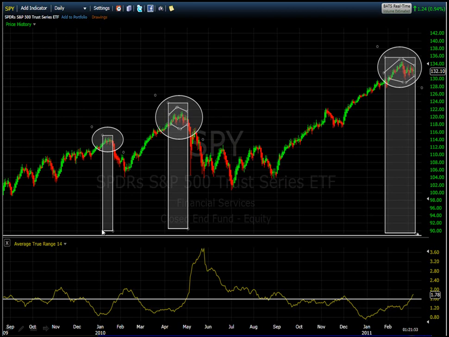Also on the chart, I have an indicator called average true range. Average true range measures volatility. So as the volatility goes up in the market, this line goes up. And then as volatility comes down, that line goes down.